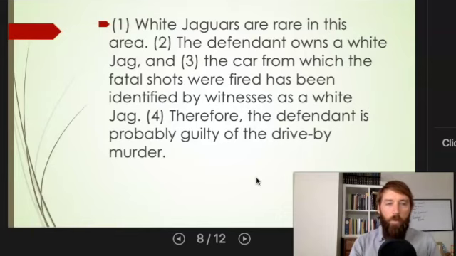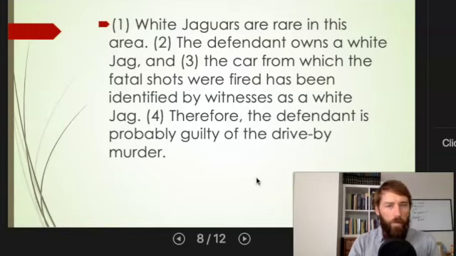So let's start with number 1. Is the fact that white Jags are rare in this area evidence that the defendant owns a white Jag? No, of course not. What kind of evidence would convince you that the defendant owns a white Jag? Well, I want to see some kind of records, a pink slip, or DMV records, or the sales records from the car lot where they bought the white Jag. And we don't have that in 1. Just the fact that white Jags are rare doesn't mean the defendant owns one. So 1 doesn't support 2.